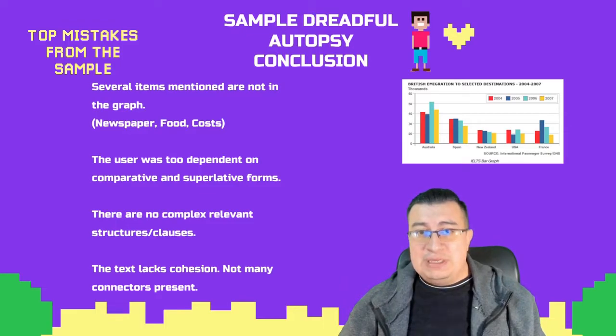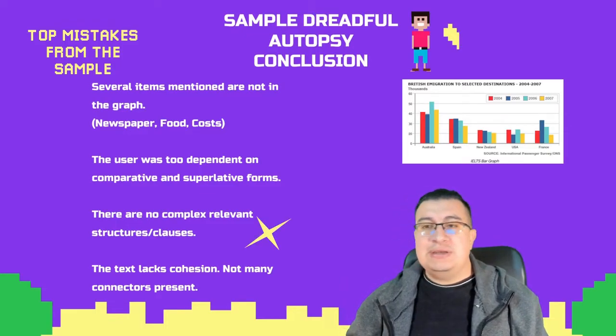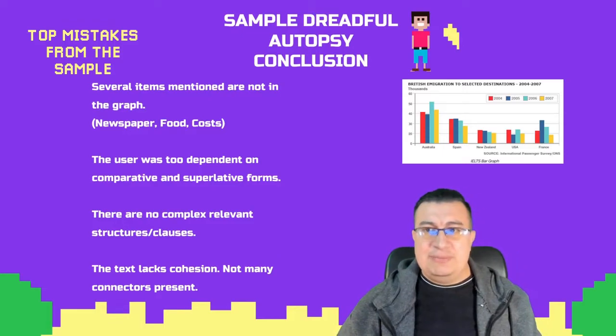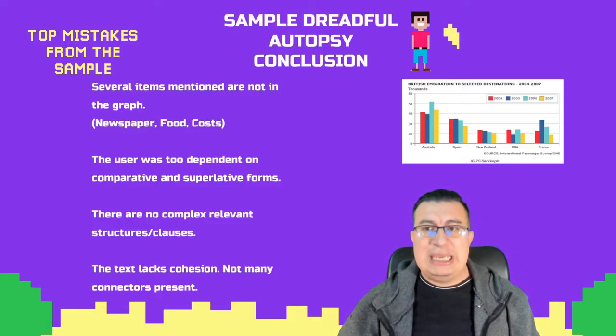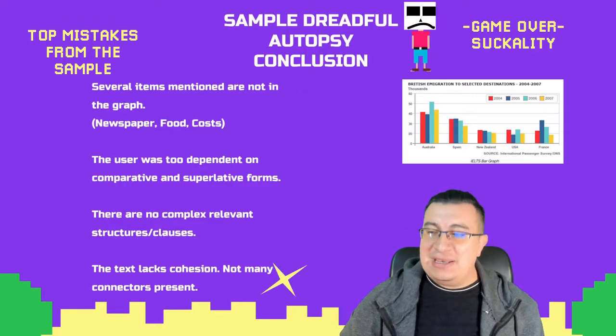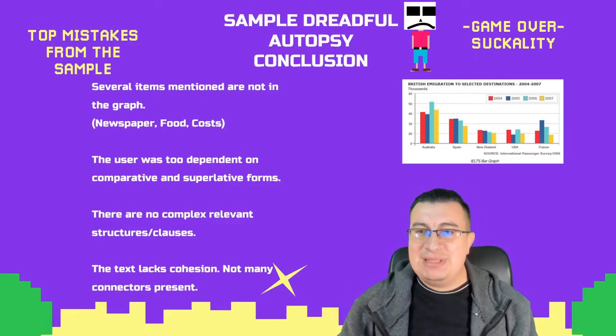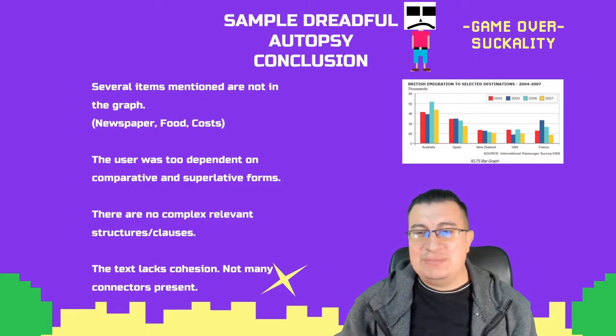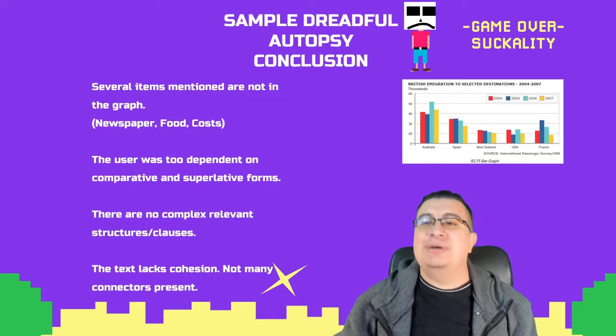There are no complex relevant structures or clauses. Yeah, the person wrote only in present simple and comparatives. So yeah, that's half life. Hey, but you're okay. The text lacked cohesion. Yeah, the text was not really connected. Lack of connection is a big problem. So sorry, game over. You're dead.